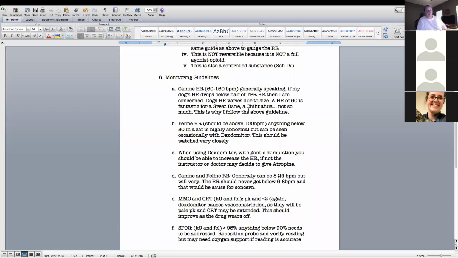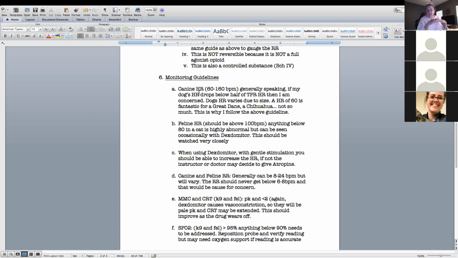Now, monitoring, some guidelines for your heart rate. For the canine, dogs are very difficult to say, this is the normal heart rate in a dog. You look it up, you're going to get anywhere from 60 to 160. I've seen 180 reported as a range. What I do and what you guys should do is you're going to have a morning TPR and a morning heart rate on that dog. Say it's 140. You do your TPR. If the heart rate drops 50% of their morning heart rate, I'm getting concerned. So for a dog that has a heart rate of 140, half of that, or 50%, is 70.